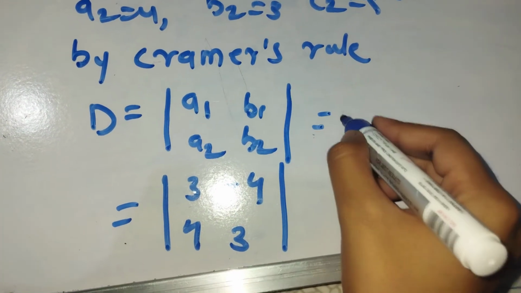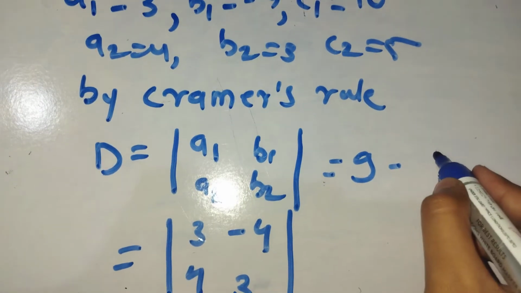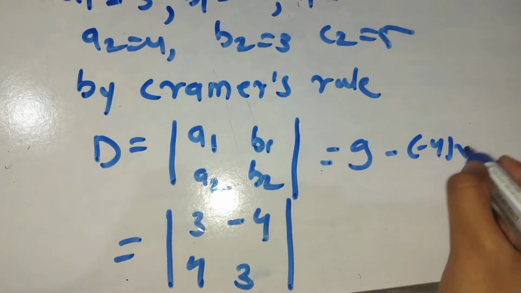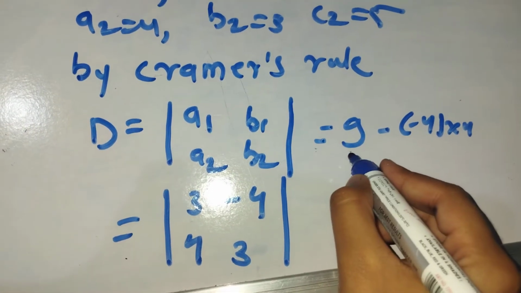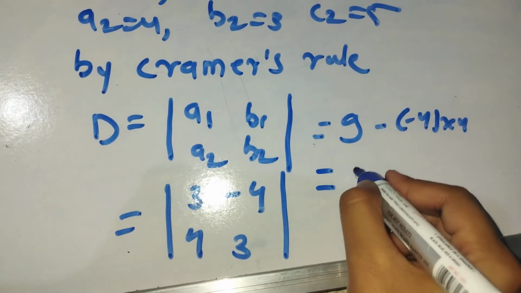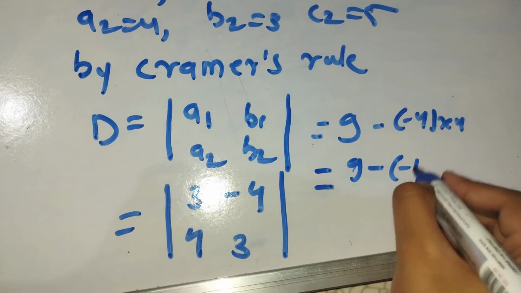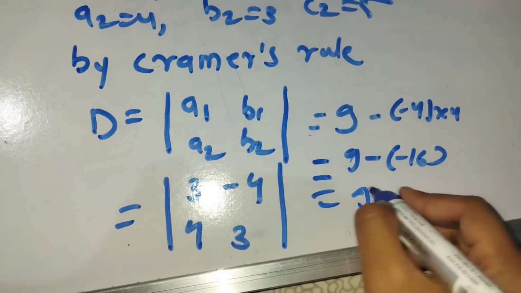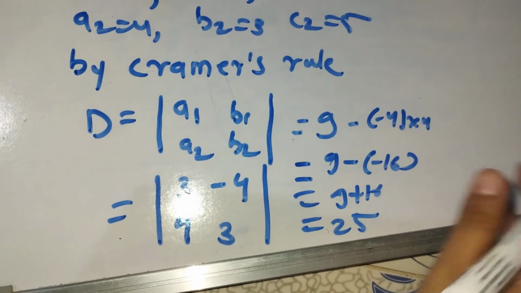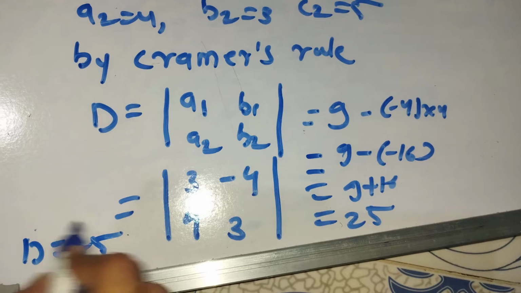3 3s are 9, and it is minus 4, so minus 4 multiplied by minus 4. Here I do it directly, so don't mind, just understand it. 9 minus 4 4s are 16, minus 16, and then 9 plus 16, nothing but your 25. So now we have the D value, which is 25.